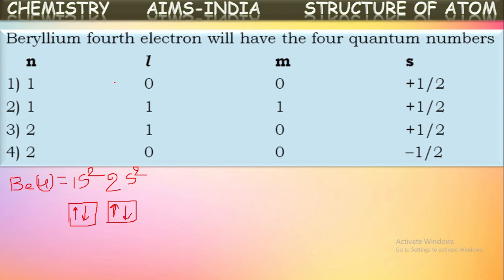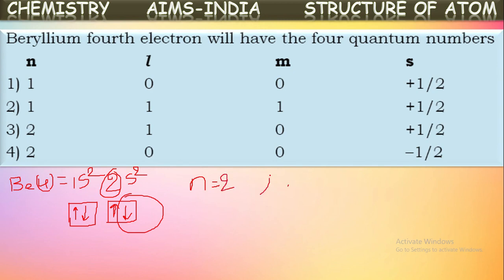Now they're asking to write the set of quantum numbers for the last electron. Now this is the last electron. For this we have to write the quantum numbers. First we write the principal quantum number value. The n value gives the number of the orbit in which that last electron is present. See, in which orbit is it? In the second orbit. Now we can write n is equal to 2.